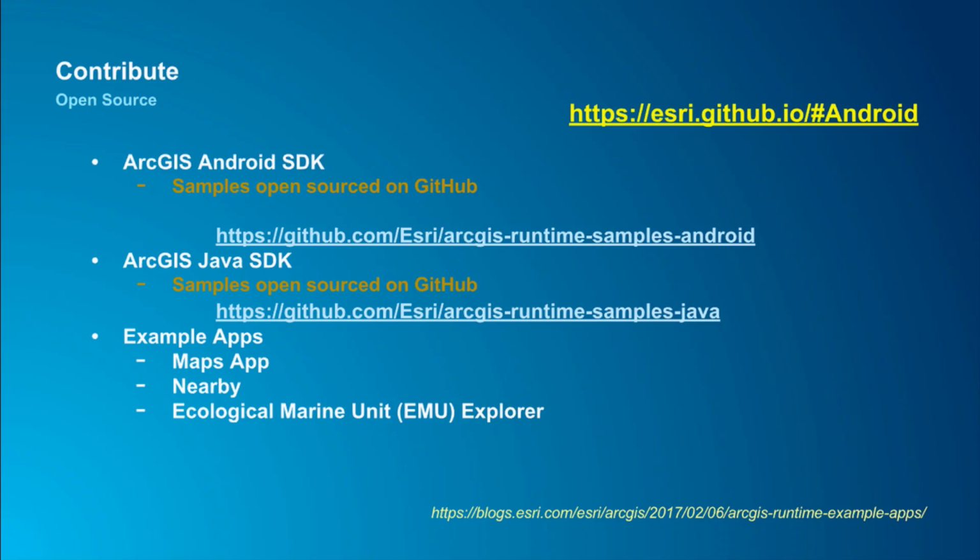So one way you can quickly find your platform on any GitHub is go to our Esri GitHub.io site and use the hashtag of the platform you're looking for. Android, Java, are there any other platforms? Qt, maybe? So again, Android SDKs out there, Java SDK, and all those example apps. And we welcome you to contribute to them and collaborate with us as well through those mechanisms.